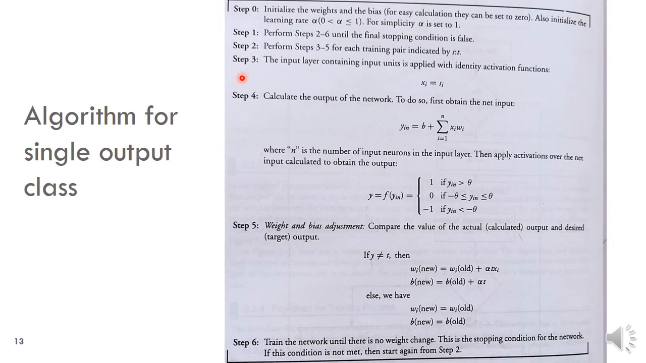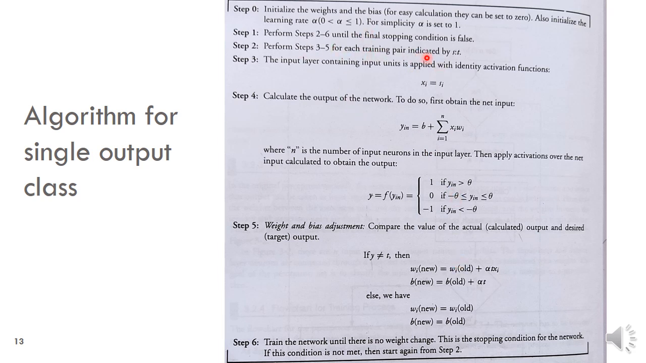These are the algorithmic steps that are used for performing the original perceptron network output calculation. That is, in step 0, we will initialize the weight and bias values and also the learning rate alpha to some value between 0 and 1. Usually, it is set as 1. Then, we have to perform the following steps until the stopping condition is false. And what are the following steps?